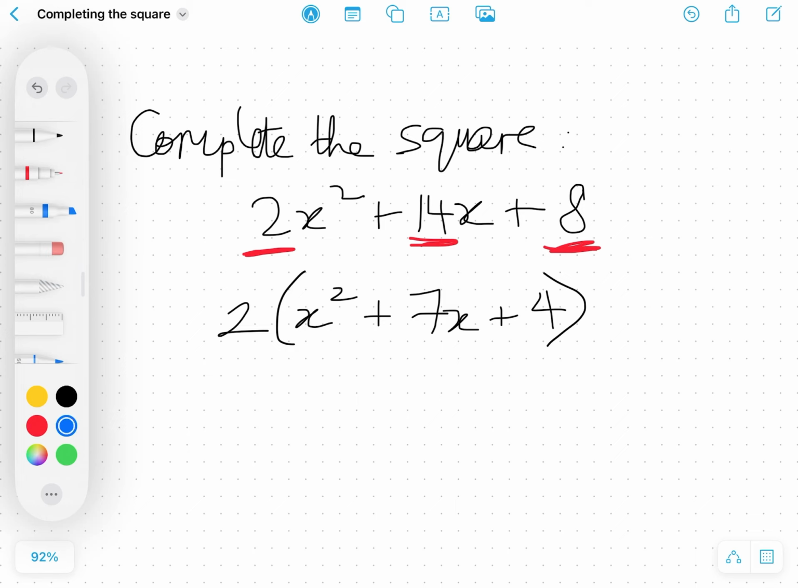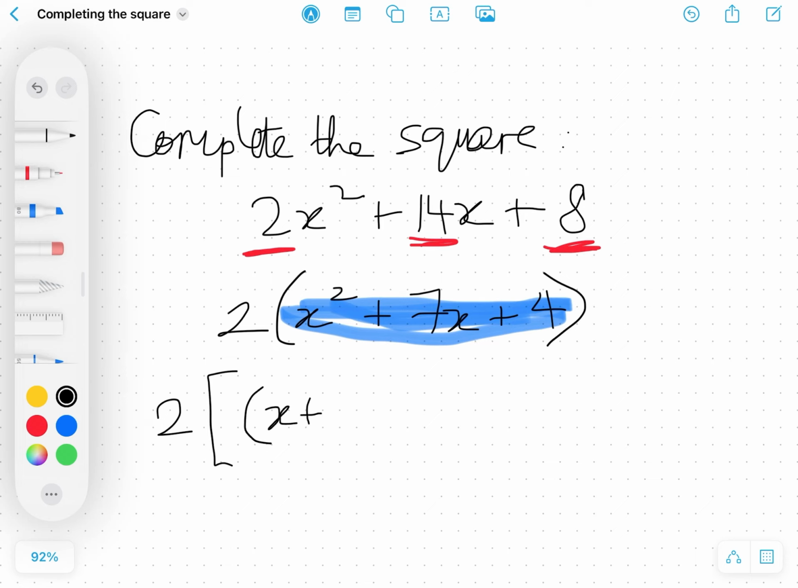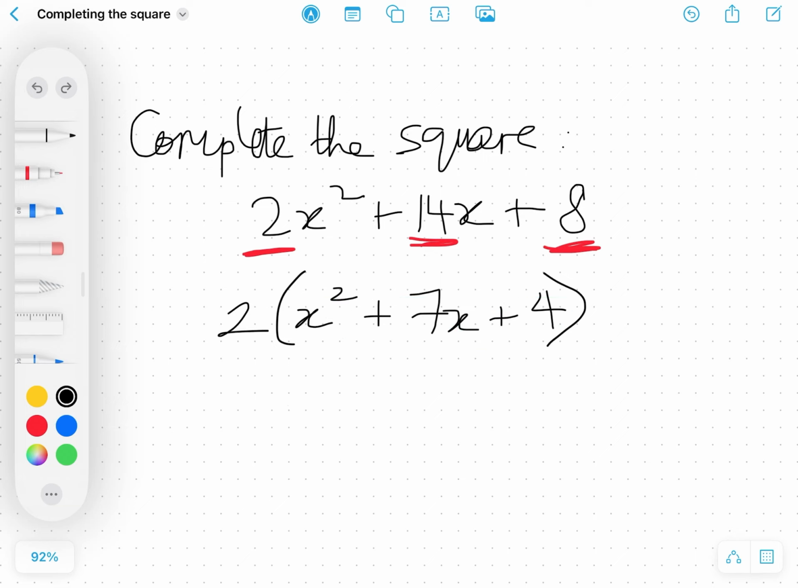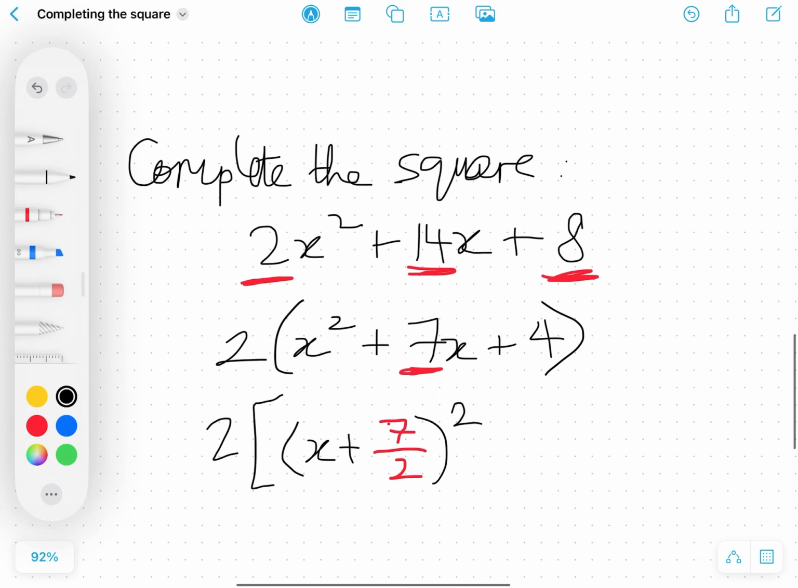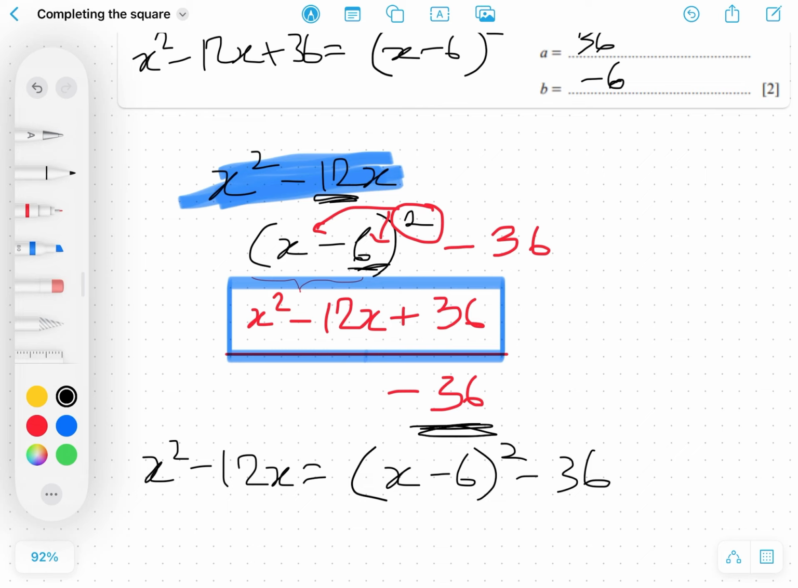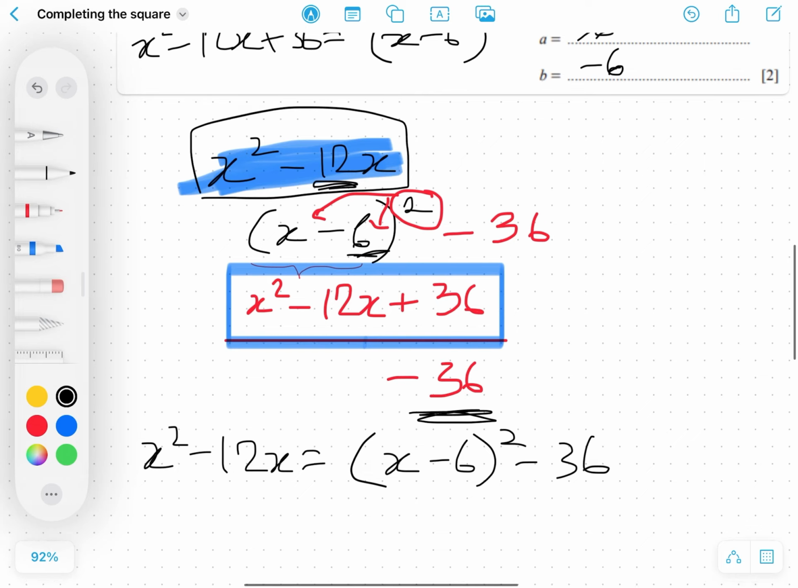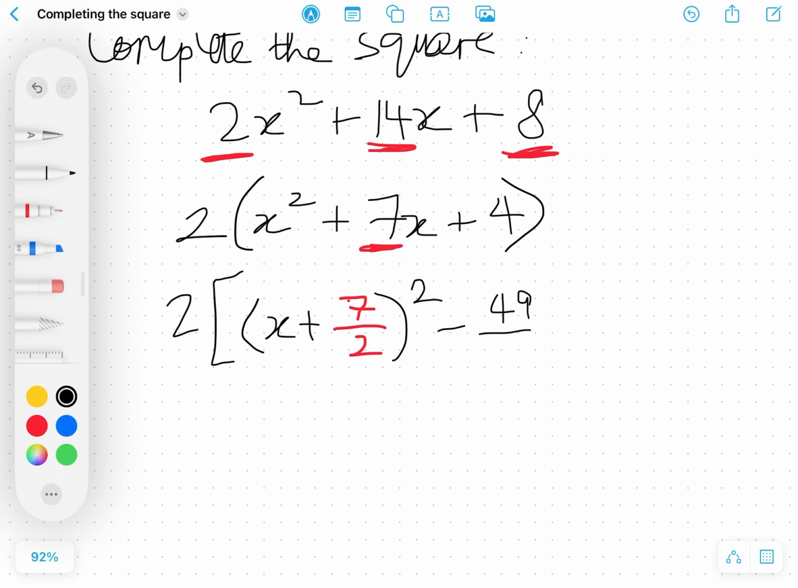So 2 times (x squared plus 7x plus 4). And now we work with the inner bracket. We complete the square for this, and we see that we have the coefficient of x squared as 1. So now all we do is 2 times (x plus 7 over 2) squared. But now we subtract the 7 over 2 squared, similar to what we did here, where we subtracted the 36, which is equal to 6 squared, so that we can obtain x squared minus 12x without the constant. So we subtract 7 over 2 squared. That is 49 over 4.